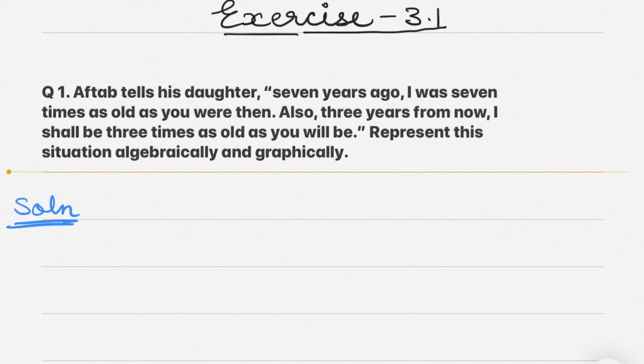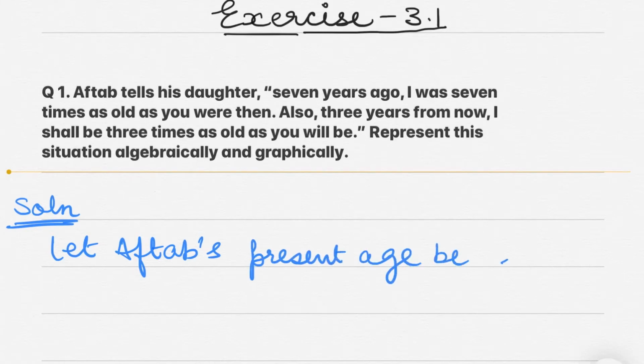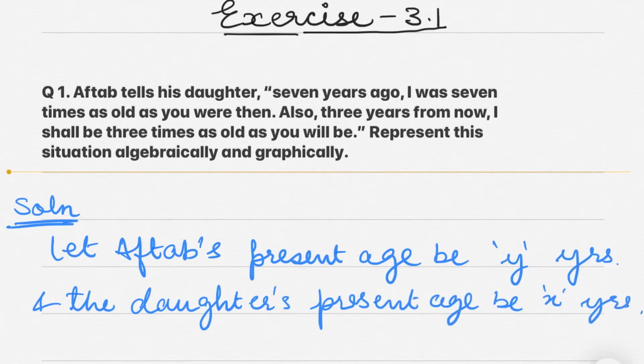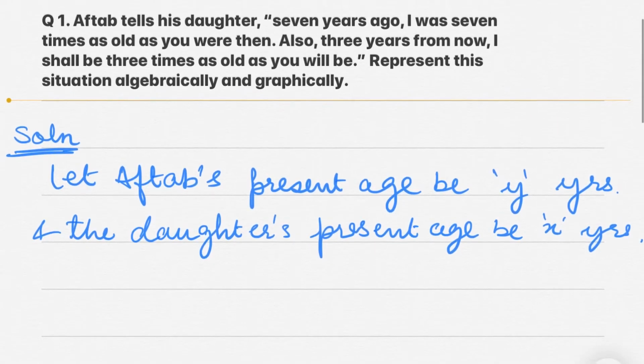So there are two people involved, so let's assume both of their ages in two variables. Let Aftab's present age be y years and the daughter's present age be x years. Okay, now we see that they have given the two situations.